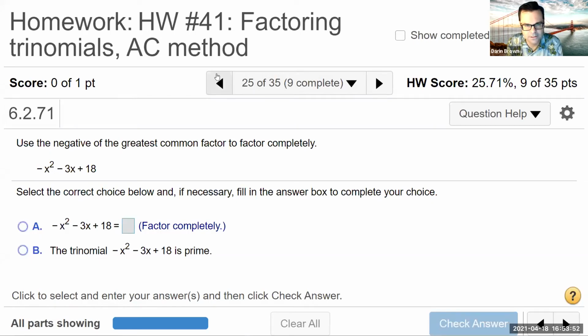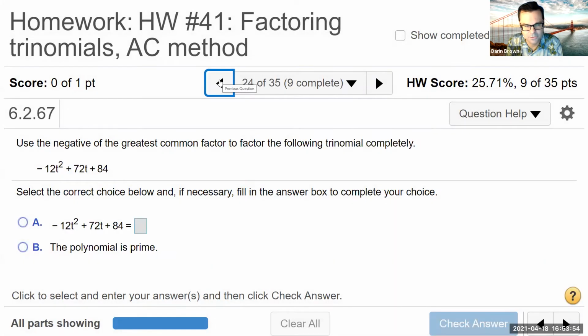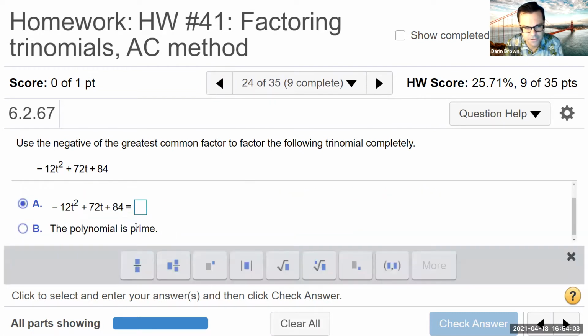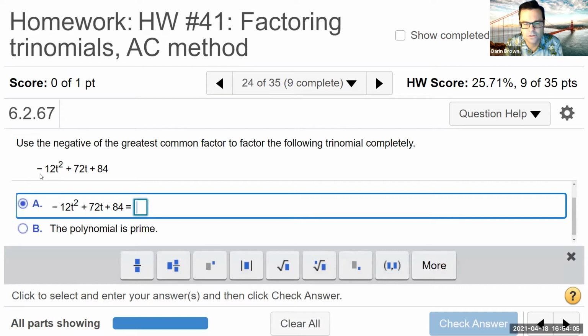So as I was saying, one last thing, always look out for GCF. This is a common theme we'll come back to. So something like this: minus 12t squared plus 72t plus 84. So two things here. First, there's a minus, so we should factor that out first. But then also notice the 12, 72, and 84. There's a common factor there.